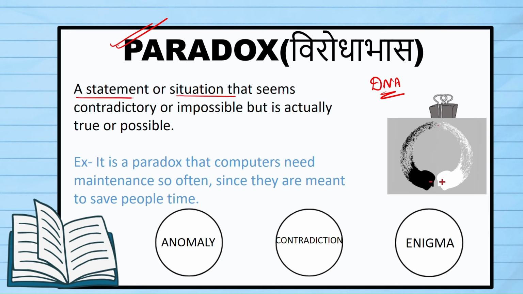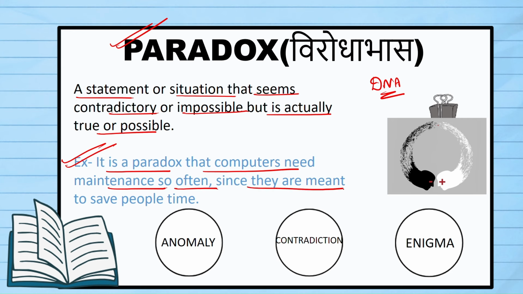It means a statement or situation that seems contradictory or impossible but is actually true or possible. When the statement or situation looks contradictory to what is present, it might look impossible at that time, but actually these are facts and truth. An example will make it very clear for you guys. It's a paradox that computers need maintenance so often since they are meant to save people's time. It's a paradox because we invented computers so that we could use our time and be more efficient. But the amount of maintenance that the computer requires is not helping us save that much time. So that is a paradox.